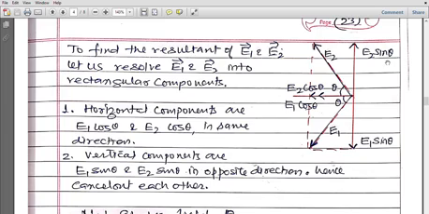You can see that these vertical components are equal and opposite. E1 and E2 are equal. So E1 sin theta and E2 sin theta are equal and opposite, so they will cancel out each other. Vertical components are E1 sin theta and E2 sin theta in opposite directions, hence they cancel out each other. What about the horizontal component? Horizontal components are in the same direction. E1 cos theta and E2 cos theta are in the same direction, so they get added.